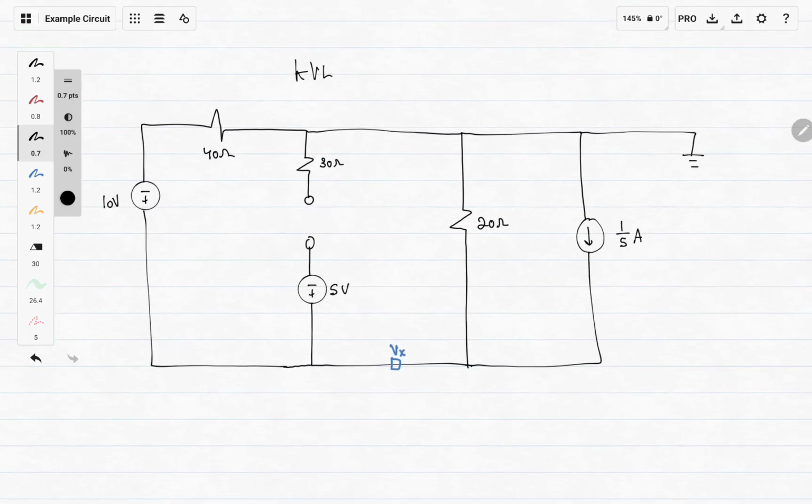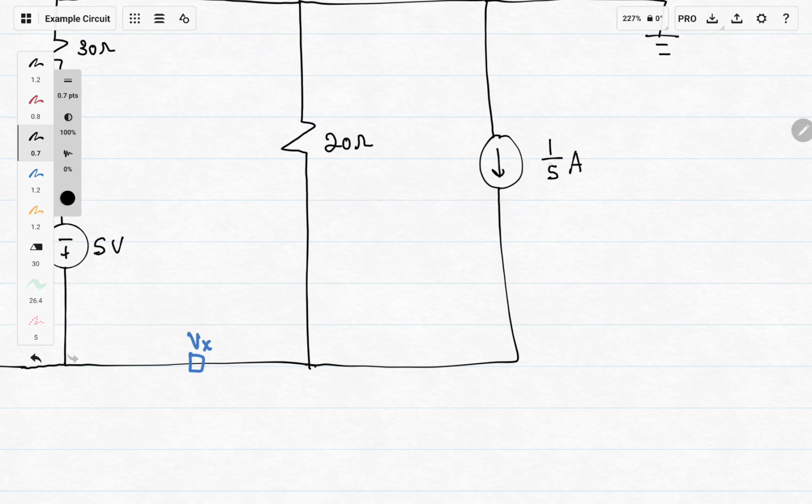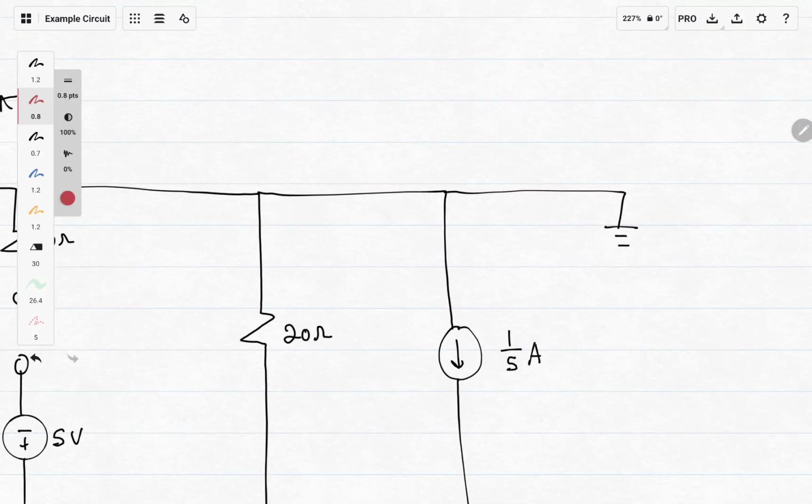So with KVL, we're still trying to find Vx, but this time, the way I was taught is that you have to put where your currents are going. So we have this 1/5 amps right here, this current that goes 1/5 amps, and through all here it's 1/5 amps. And we know that because it's 0, this has 0 amps going through it, so we don't need to add or subtract anything. So we know that through here also it's 1/5 amps.